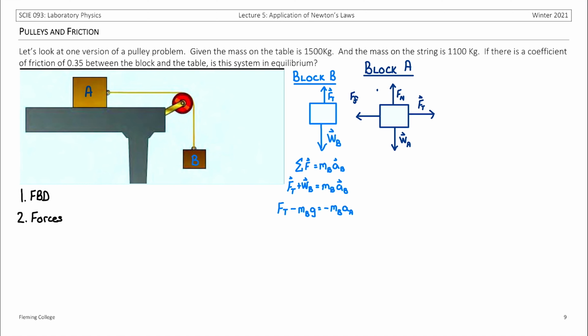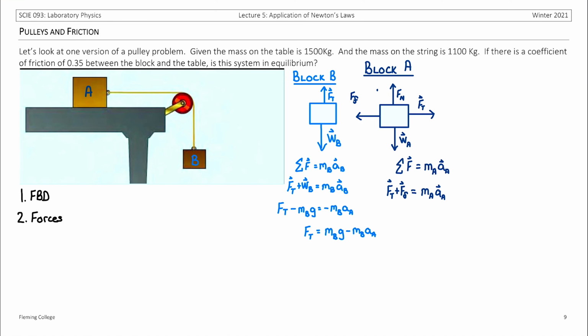To try and keep this approach as similar as possible to the more simplified problem, we'll also set this equation equal to the force of tension, which means rearranging, we'll have the mass of block B times gravity, subtracting the mass of block B times the acceleration of block A. And we switch our focus to the forces on block A. Again, we want to set up the sum of all forces equal to the mass of block A times the acceleration of block A, which means we will have the force of tension plus the force of friction is equal to the mass of block A times the acceleration of block A.